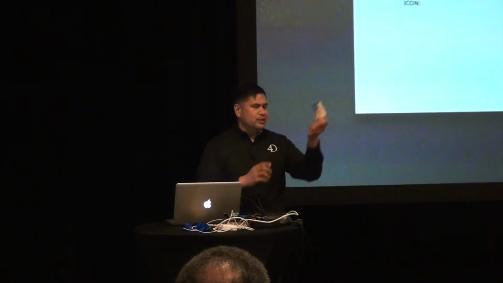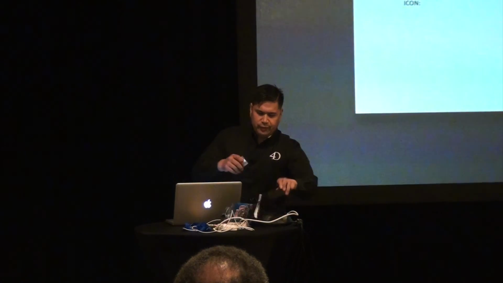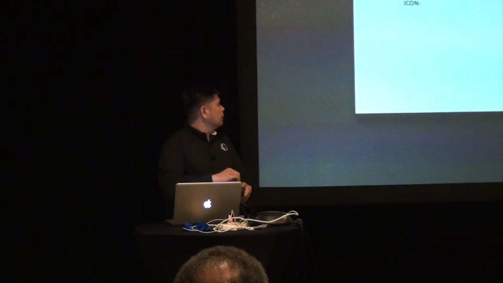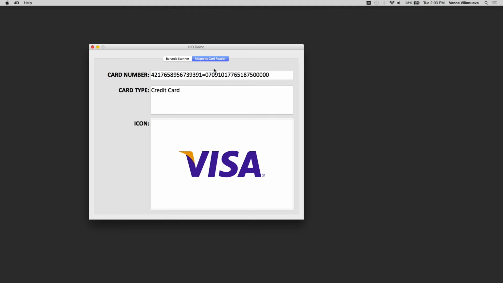But so here's a Visa. I'm gonna run it through. So it'll actually get the card number, as you can see. It has the number and the expiration after the equal sign, and then all that other information.